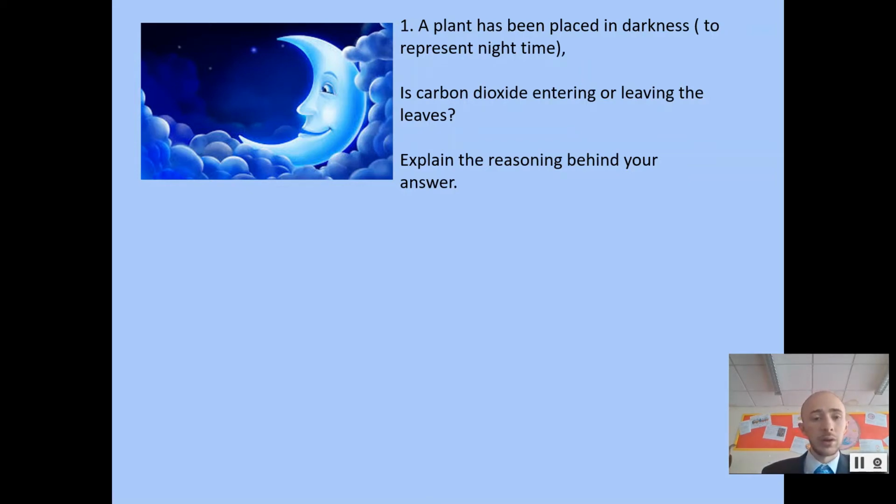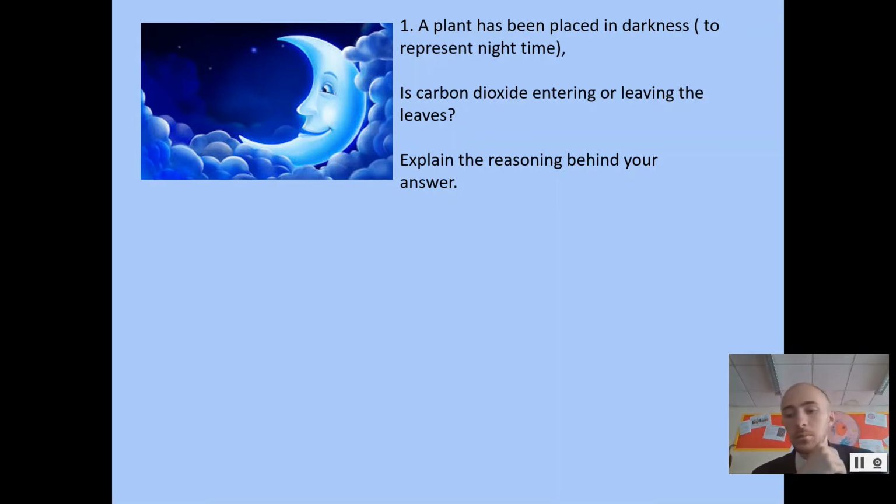So, give yourself 2 or 3 minutes. I want a full sentence answer. So it should begin, if a plant is placed in darkness to represent nighttime, carbon dioxide will blank the leaves, enter or leave, and then I want you to write a brief explanation explaining why you think that. Okay. So pause me for a couple of minutes. You need full sentences. I should not just see, enter the leaves. That is not a full sentence. Off you go.